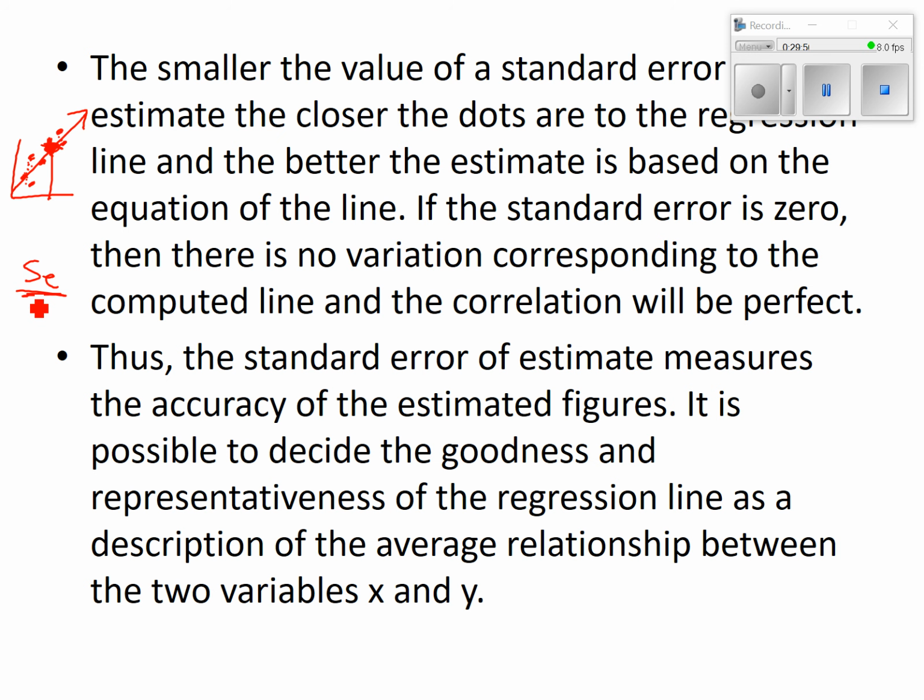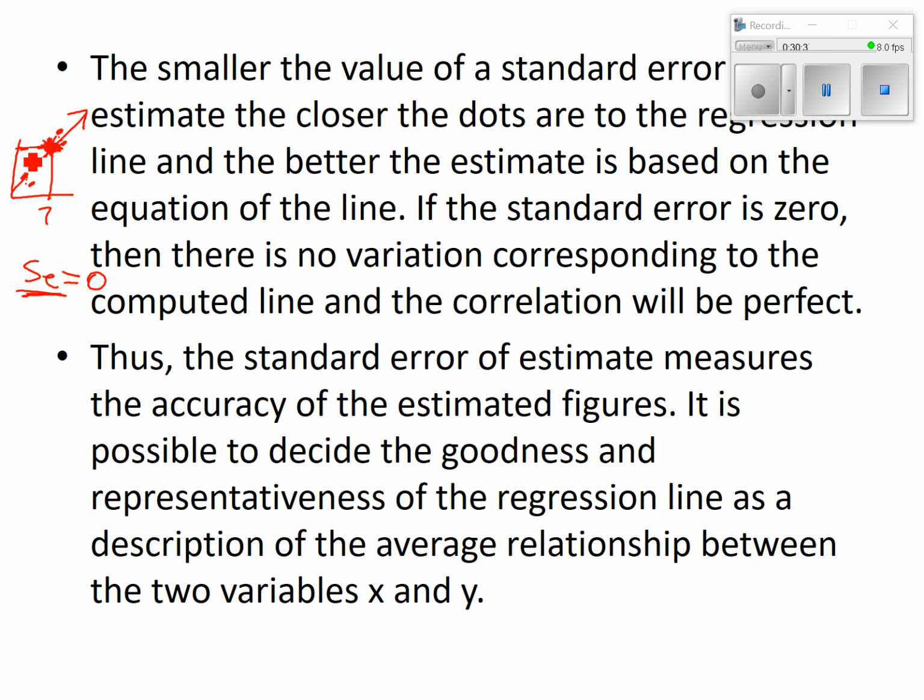If the standard error is 0, then there is no variation corresponding to the computed line, and the correlation will be perfect. So if our standard error comes out to be 0, that means whatever we predict for x at 7 or whatever, we know that our y is going to come out to be exactly that. That only happens when it's a perfect correlation, perfect positive or perfect negative correlation.